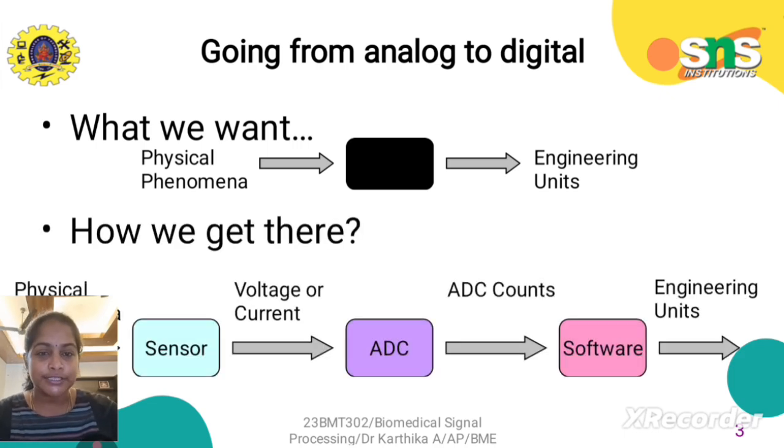See, first, our input is physical quantities which are fed into a sensor. The sensor output might be voltage or current, which is applied to the ADC, your analog to digital converter, and the ADC gives ADC counts, which are finally fed into software. It produces engineering units. What is the role of sampling here?